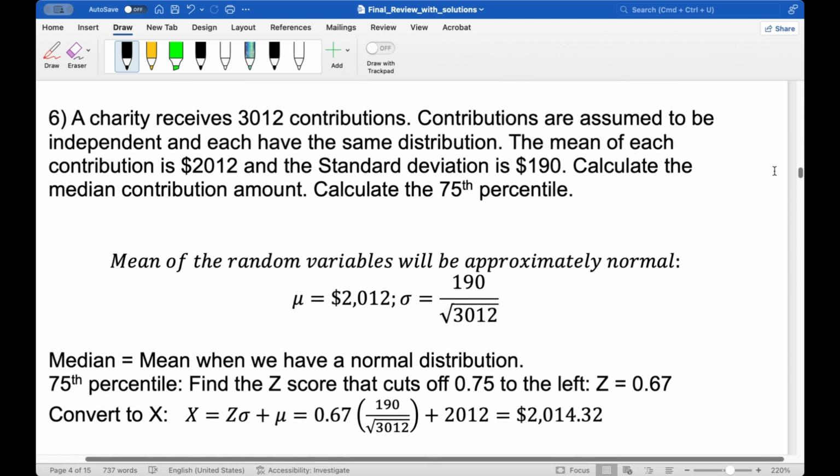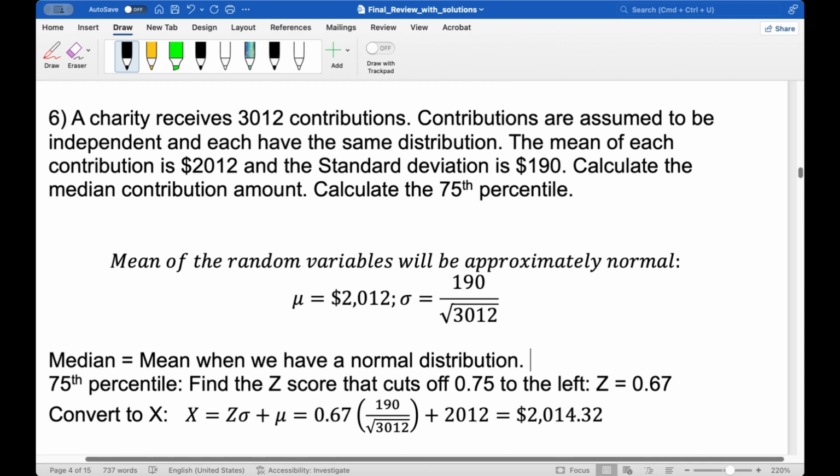So the z-score that cuts off 0.75 is 0.67. We want to convert this back to a raw score. So it's z times sigma plus mu. Z is 0.67, standard deviation is 190 divided by the root of 3012, plus the mean of 2012. And that gives us $2,014.32. So that is the 75th percentile.